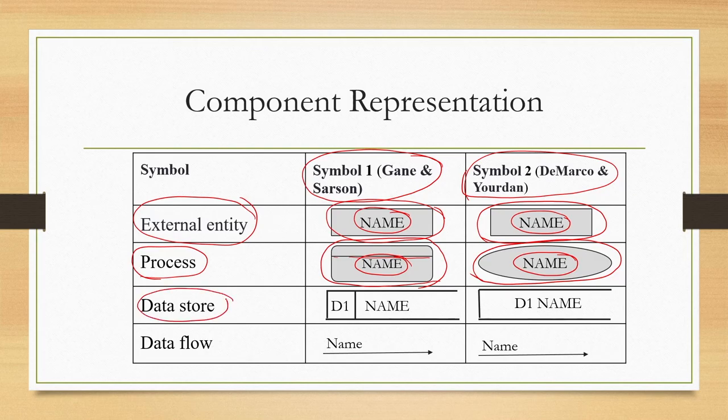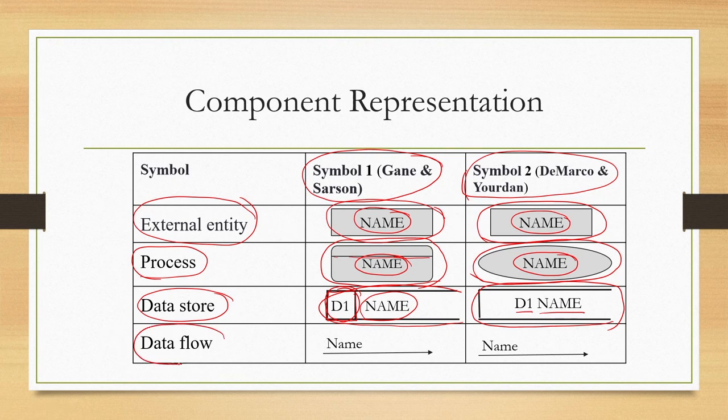For data store, we have an open-ended rectangle with one compartment and the name of the data store inscribed inside. Now, the notation is within a square-like shape, whereas in symbol 2, the same data store is represented again with an open-ended rectangle, but here the square-like part is missing. Instead, everything, including the identifier of the data store as well as the name, is inscribed inside.